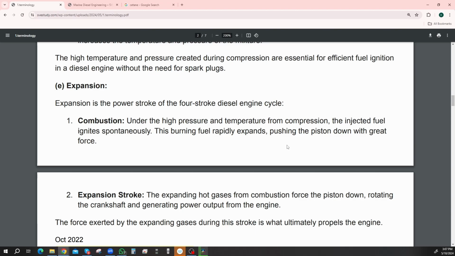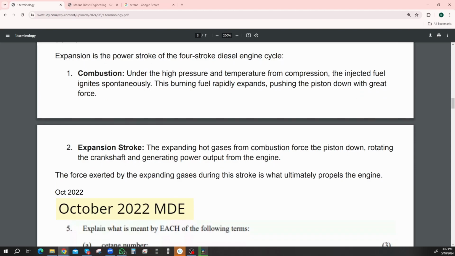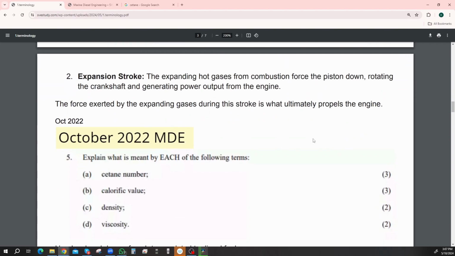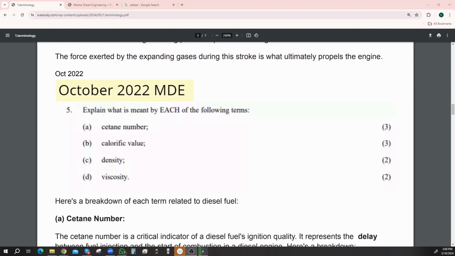Combustion: under the high pressure and temperature from compression, the injected fuel ignites spontaneously. This burning fuel rapidly expands, pushing the piston down with great force. Expansion stroke: the expanding hot gases from the combustion force the piston down, rotating the crankshaft and generating power output from the engine. The force exerted by the expanding gases during the stroke is ultimately what propels the engine and drives the engine.